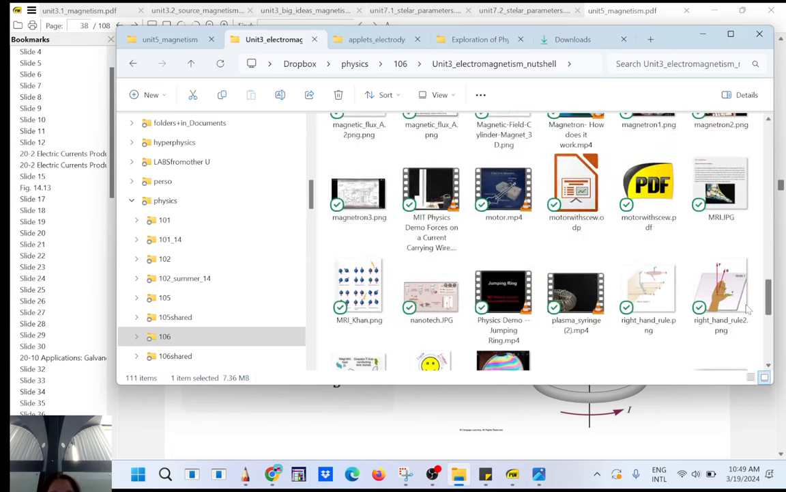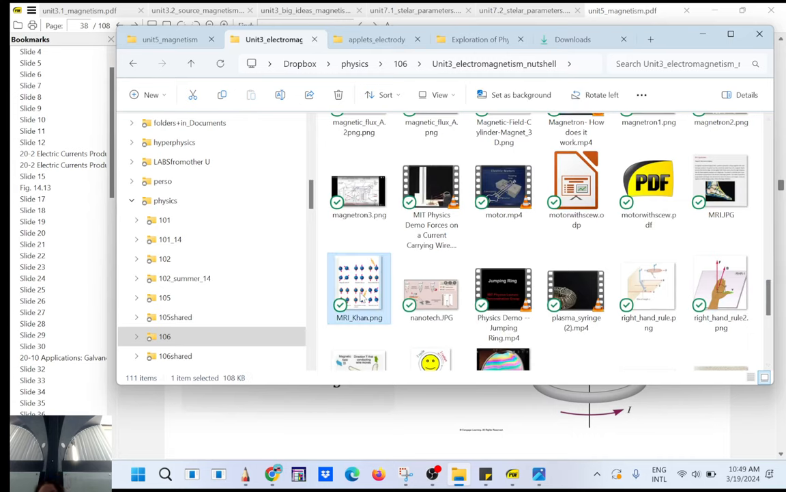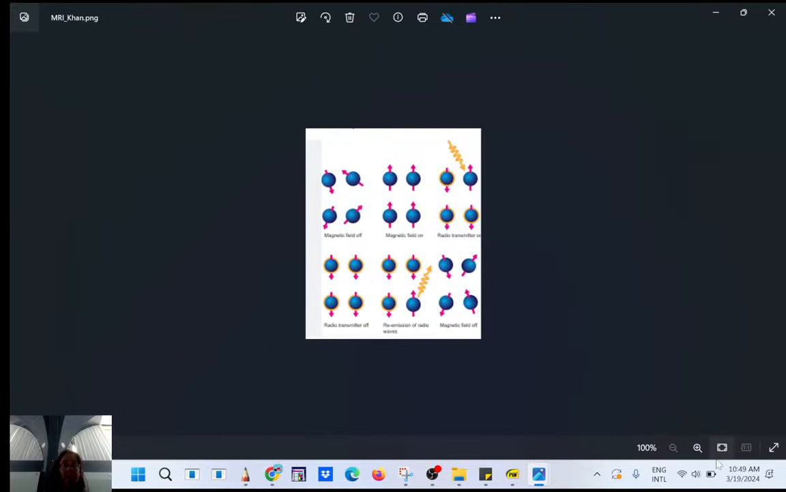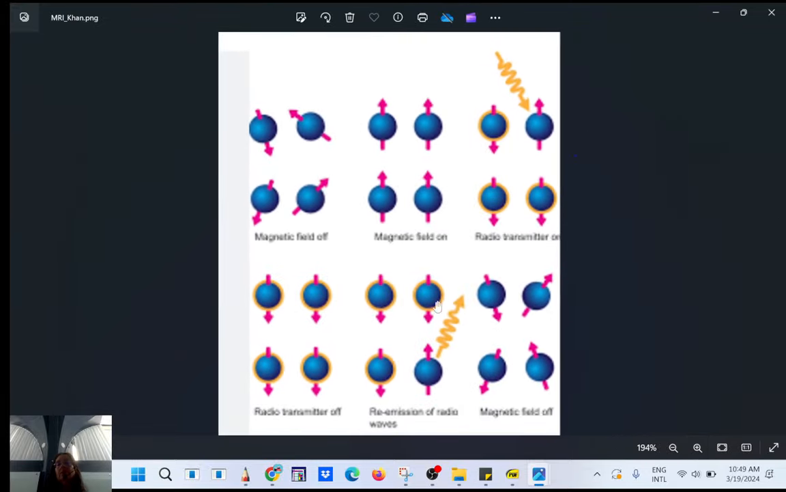MRI in a nutshell. Here, we have soft tissues in the body. MRI is just for soft tissues. It doesn't have a good resolution. But in our soft tissues, we have lots of water. That's why it's soft. And so it's a lot of hydrogen.